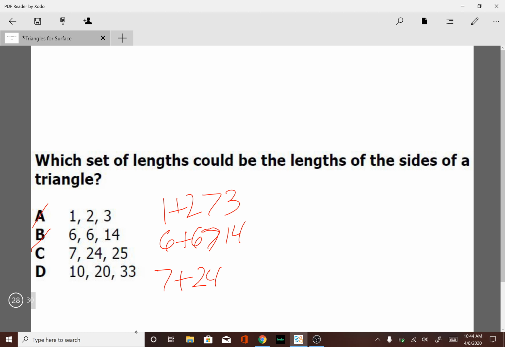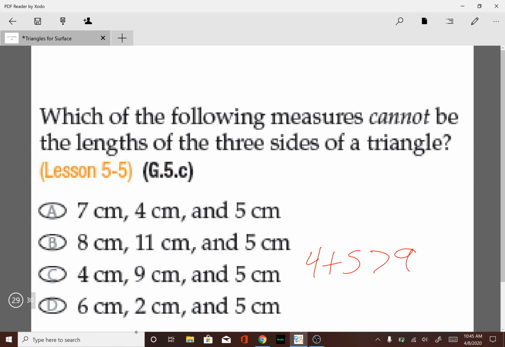Which of the following measures cannot be the lengths of three sides of a triangle? Well, we're looking for ones that cannot be, so we're looking for two short sides that do not add up to be greater than our longest side, and that looks like C is going to work out because 4 plus 5 is not going to be greater than 9. This does not work out. So that means C is the one that cannot.